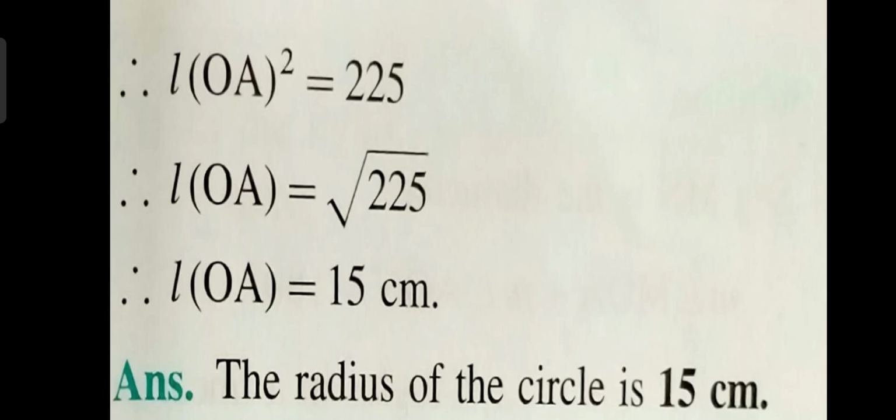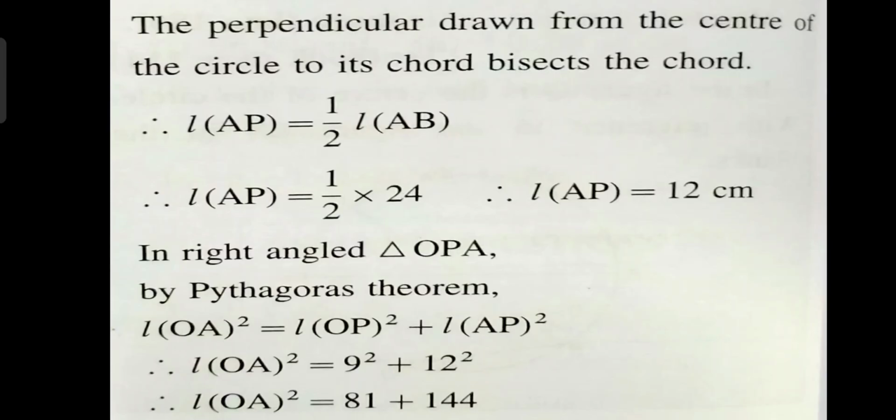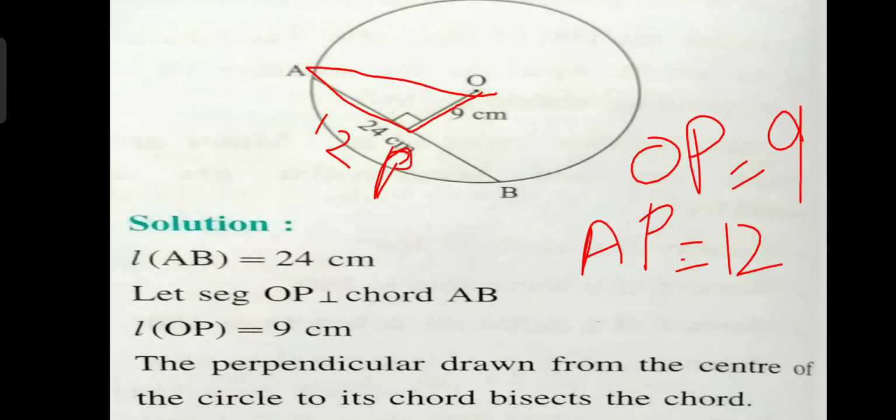So here we got the radius of the circle. Actually what is this? It is actually the radius. OA, if we see, that is the radius of the circle. So we come to know that the radius of the circle is 15 centimeter.